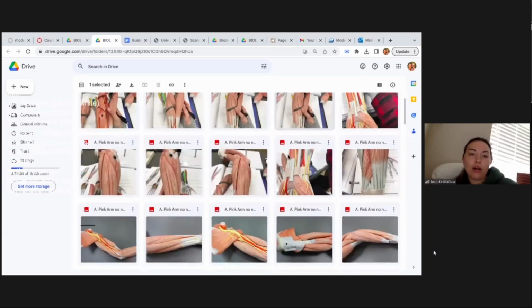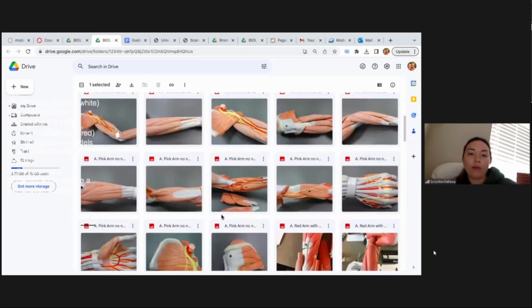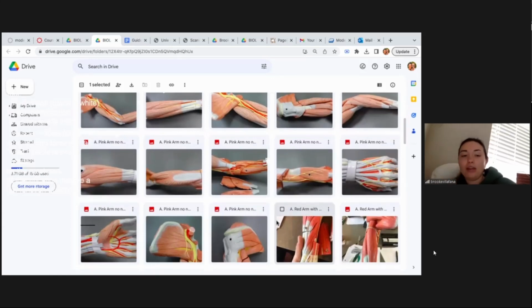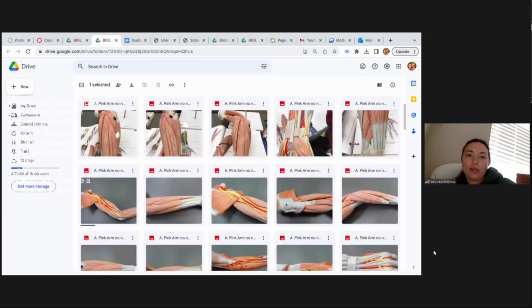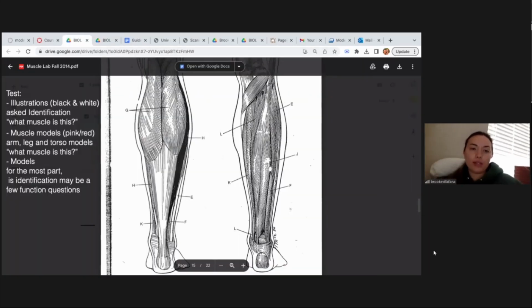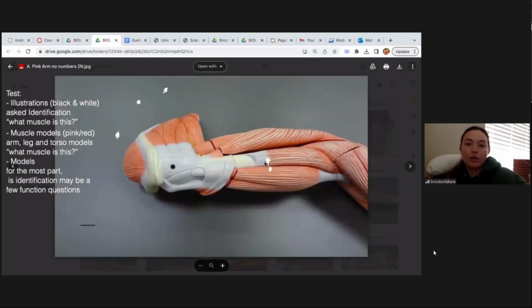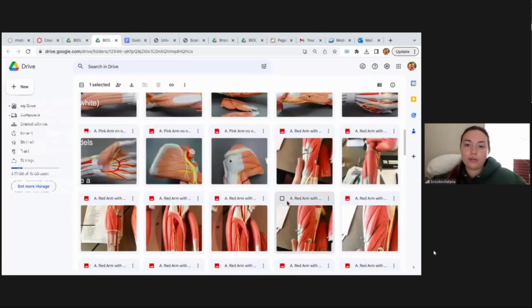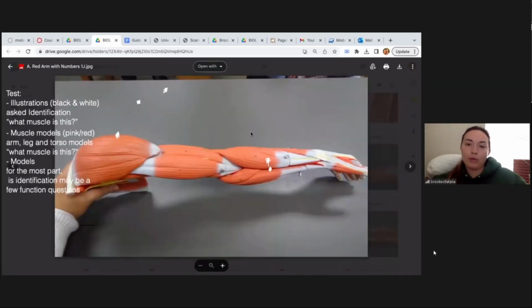Everybody clear on that? This muscle model right here that you see, this arm, does not have any numbers on it. So I would not recommend starting with this. I'll just do a quick breakdown of how I would study the models. I'll just tell you what I did, and I felt like it worked really well for me.